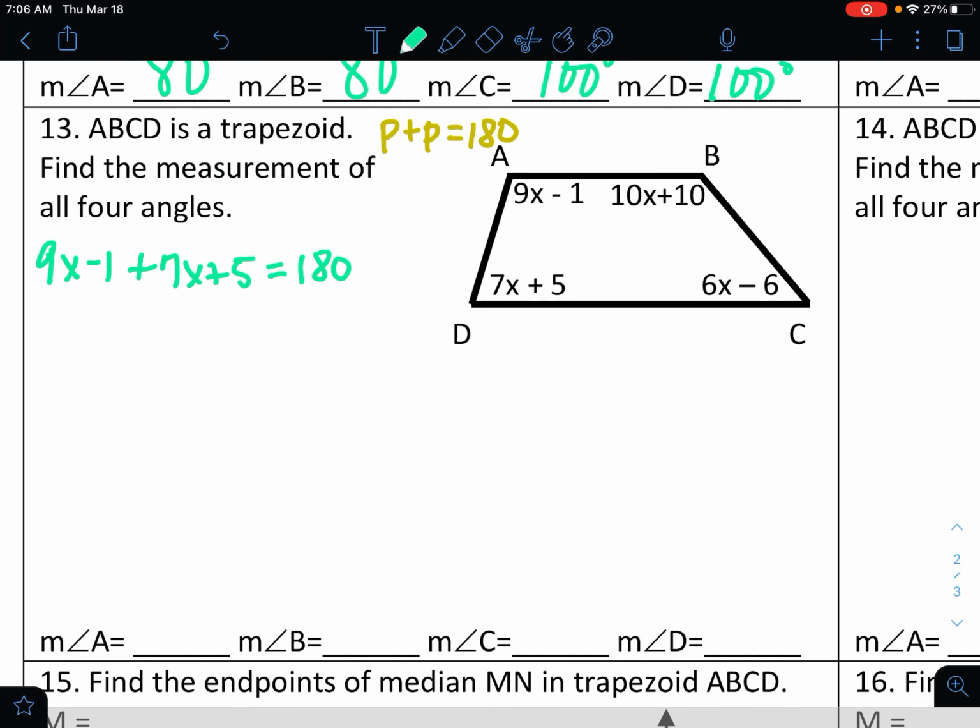Okay, so let's go ahead and solve this thing. You could type it into nsolve, or you could solve it like I'm about to right now. 9 plus 7 is 16, so 16x, negative 1 plus 5 is 4, equals 180. Subtract 4 from both sides. We get 16x equals 176. Divide both sides by 16, and we have x equals 11.